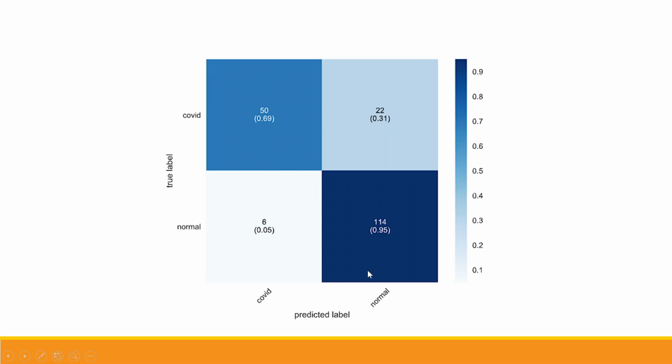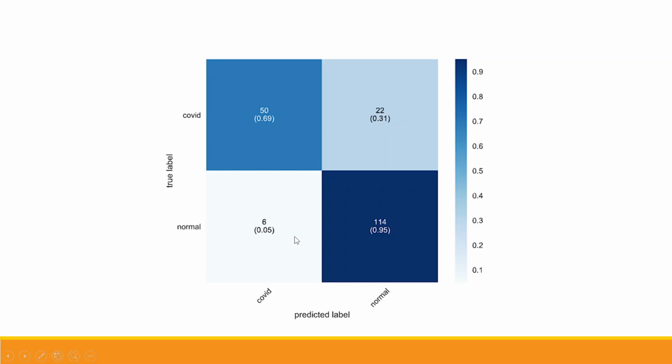After running the gradient boost algorithm, it is necessary to evaluate it. It is done with the help of a confusion matrix. On the y-axis, we have the true label, the actual observation. On the x-axis, the predicted label. Now let's talk about these 50 cases. These are cases in which the actual observation is that the person has COVID and the prediction done by the model is also the same. 114 are cases in which the person is normal, and the prediction done by the model is also that the person is normal. So 114 plus 50, 164 cases are correctly classified.